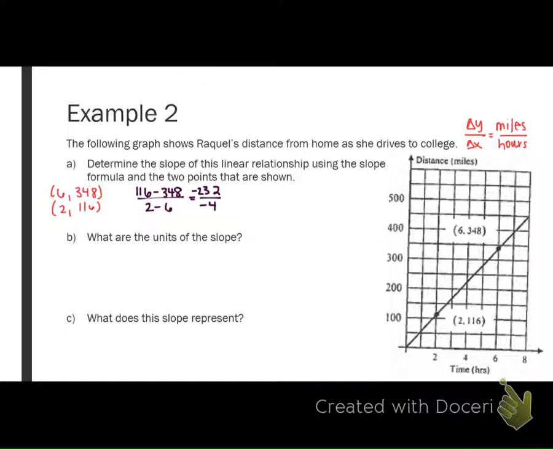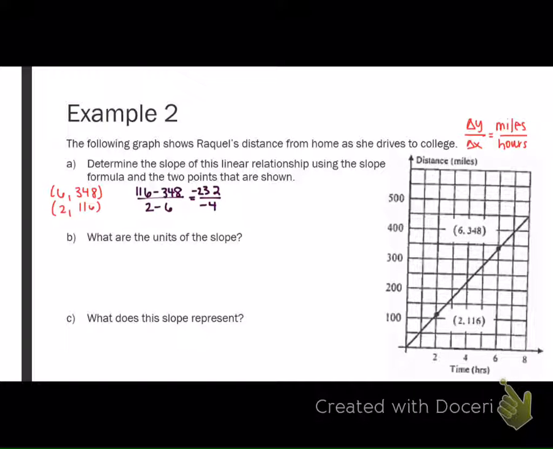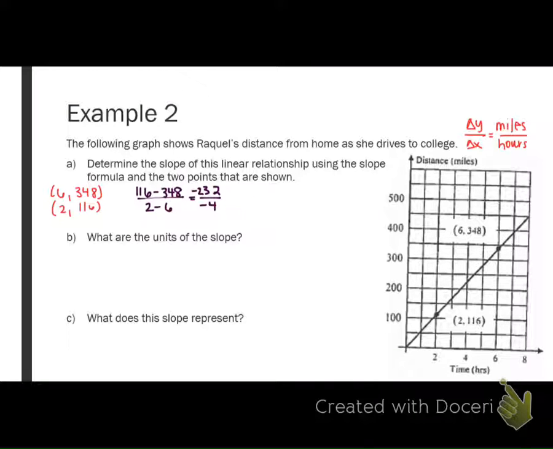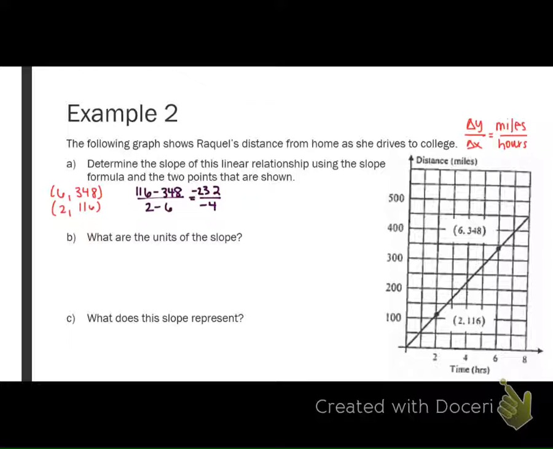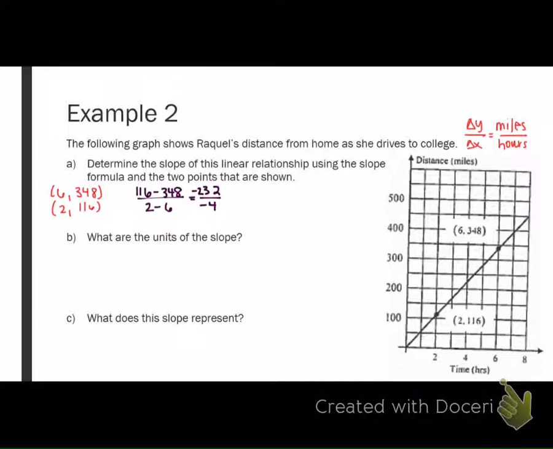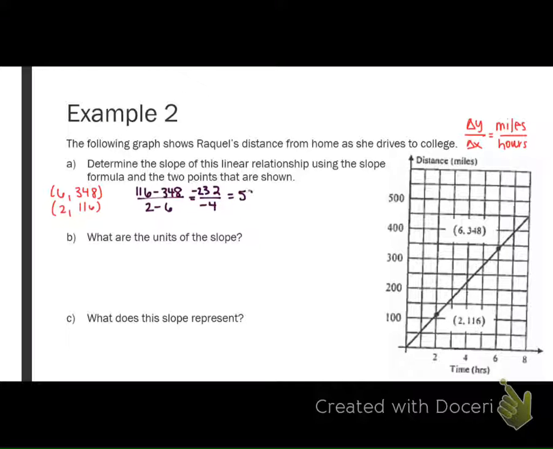Can somebody please do that in their calculator? What is it when you do negative 232 over negative 4? Come on, guys. You're in a math class. Your calculator should be on your desk. It's not last year anymore. You are now a freshman in high school. You're not even in middle school anymore. What is it? Can somebody confirm Justin's 58? You got it? Okay, good.